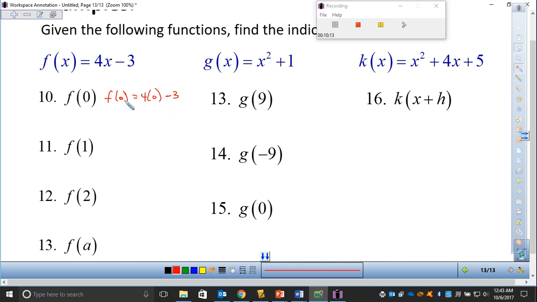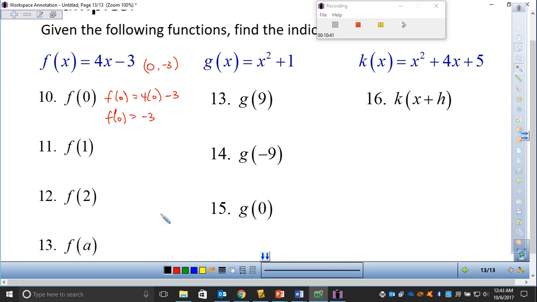Now, f of 0 is just a value. That's telling me what I plugged in and am evaluating for. So f of 0, 4 times 0 is 0. 0 minus 3 is negative 3. So this now gives me an ordered pair. My ordered pair here is 0, comma, negative 3. So with function notation, we can easily find out what our ordered pairs for this particular function are.